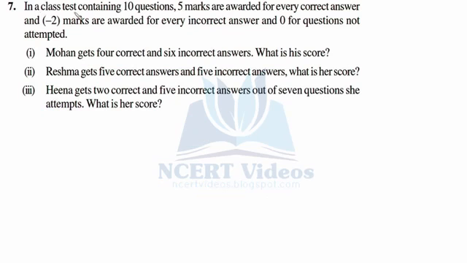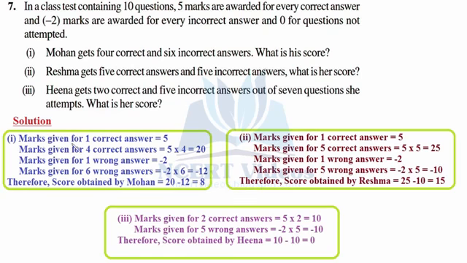Seventh, in a class test containing 10 questions, 5 marks are awarded for every correct answer, and minus 2 marks are awarded for every incorrect answer, and 0 for questions not attempted. Now first, Mohan gets 4 correct and 6 incorrect answers. What is his score? So, marks given for 1 correct answer is 5, it is given to us, and he attempted 4 correct answers. This is also given to us. Therefore, his positive score is 5 into 4 is 20.